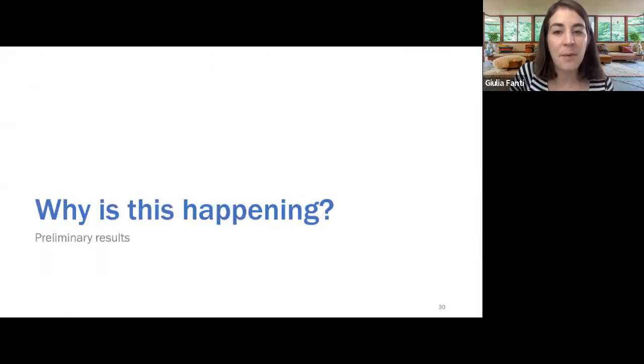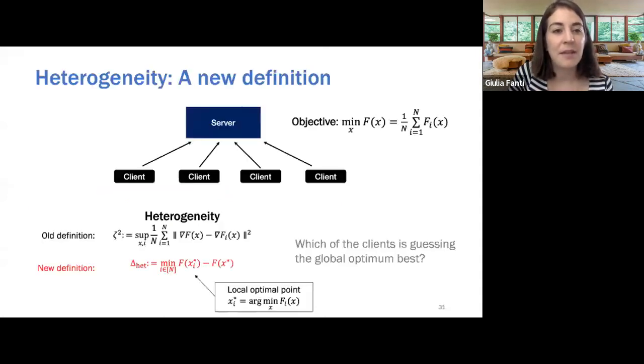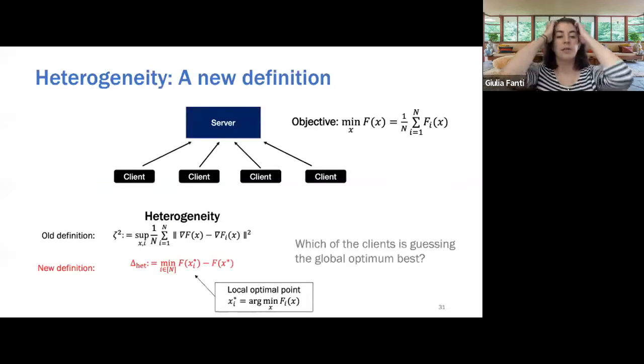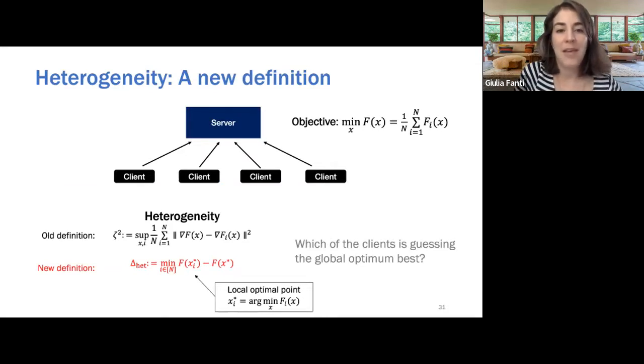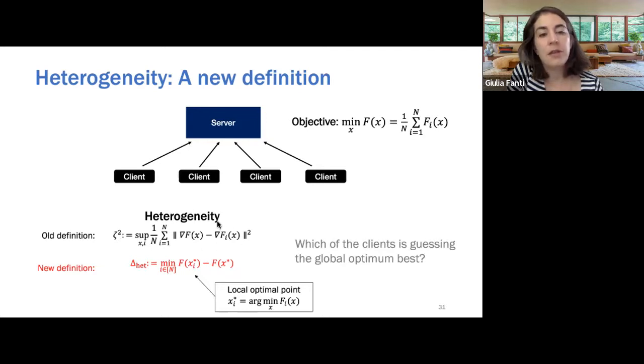So I'm going to wrap up with some preliminary results on trying to explain what's going on, but we don't fully understand this phenomenon yet. We have some preliminary theoretical justification for why this might be happening, but it requires us to change our definition of heterogeneity. Remember, our old definition of heterogeneity was looking at the difference between the global gradient and each of the local gradients across all x in our domain.